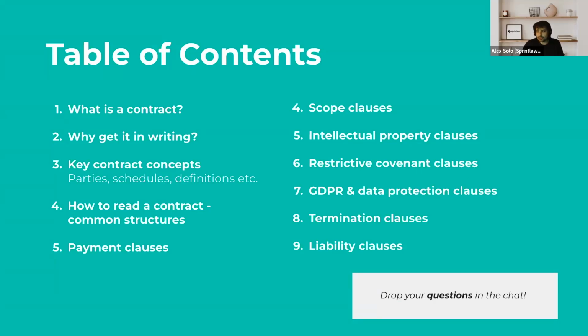And then we'll zoom into a bunch of common clauses that you'd see in a contract, and help you understand the things that you might want to look out for if you are, again, given a contract or have written a contract. So we'll look at things like payment clauses, scope clauses, IP clauses, restraints or restrictive covenants, GDPR and data protection clauses, termination and liability clauses.